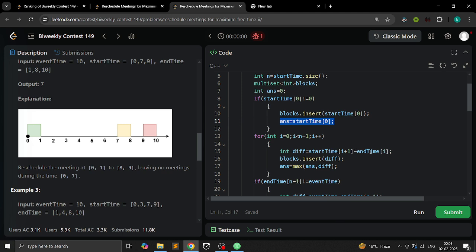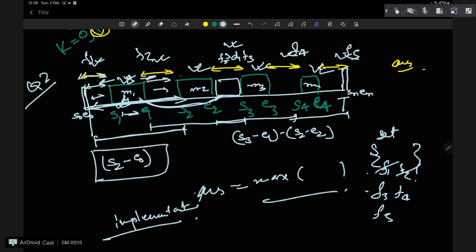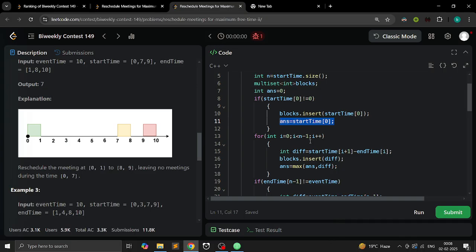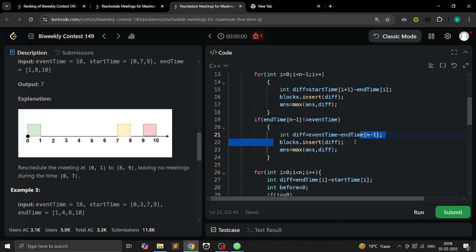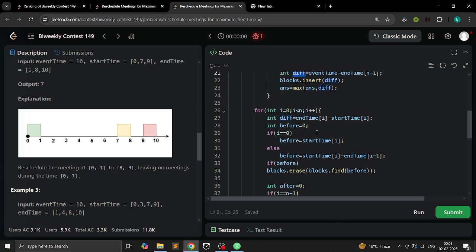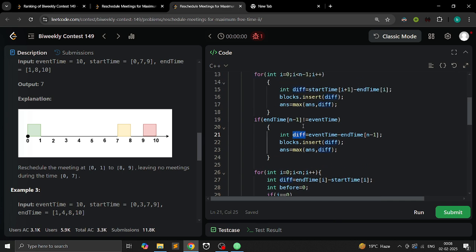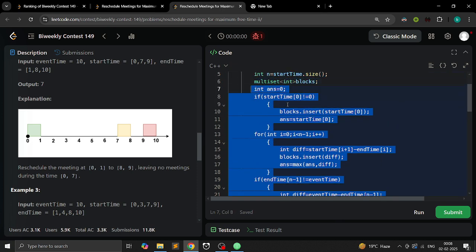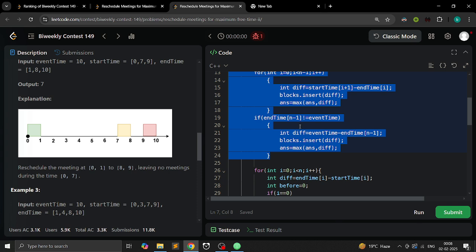Like the start time of 2 minus the end time of 1, so the free time we can calculate is S2 minus E1, the start time of i plus 1 minus end time of i. So I have the answer as the max of whatever differences we are getting. So up to this, the answer will be having values where k is 0, like we are not moving anything.